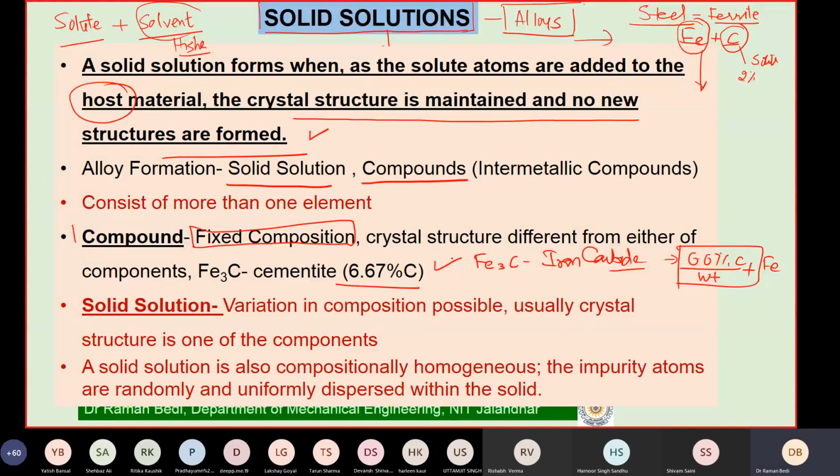Whereas when I say it's a solid solution, variation of the composition is possible. Variation in the composition is possible, means you can keep on adding carbon, increasing from 0.1%, 0.2%, 0.4%, up to 2%, 3%. Still we say it is a solid solution of iron and carbon because the composition is varying, but a solid solution is still available to us. So this is the basic difference between a compound and a solid solution.